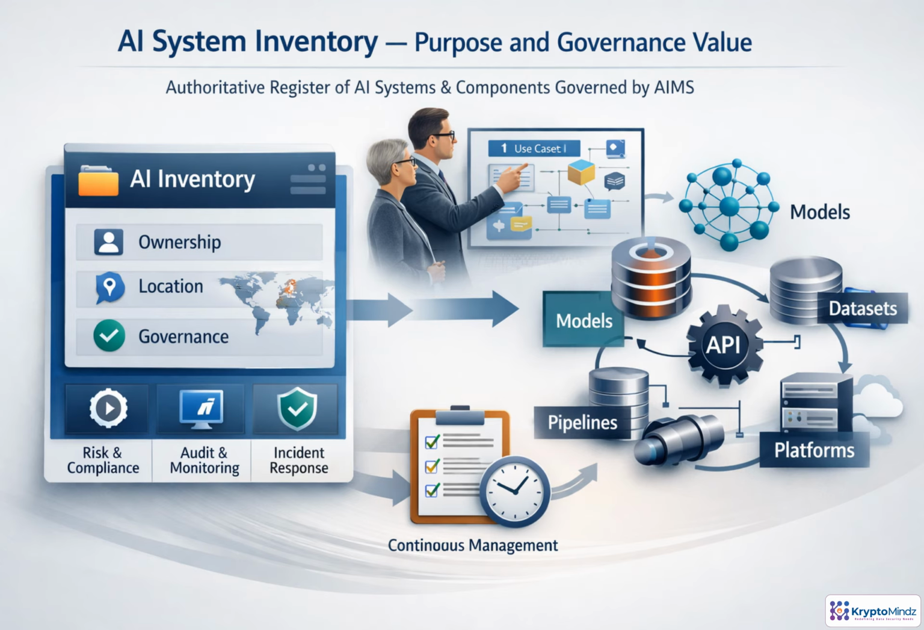An AI system inventory is more than a list of tools. It is the source of truth for what AI exists, who owns it, where it runs, and which governance duties apply. That visibility supports risk classification, monitoring, audits, incident response, and management review. For architects, the inventory links business use cases to models, datasets, APIs, pipelines, and platforms. The key is keeping it current as systems change, not updating it only for compliance.